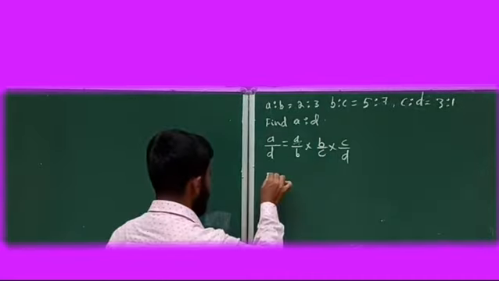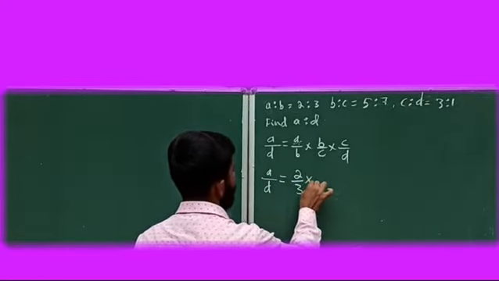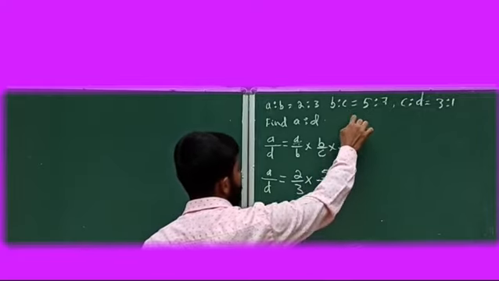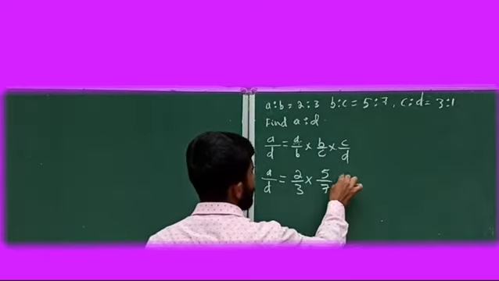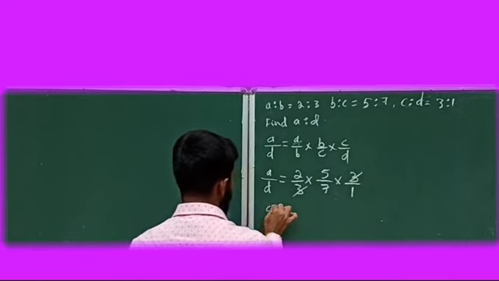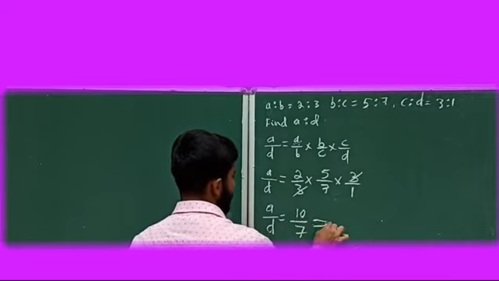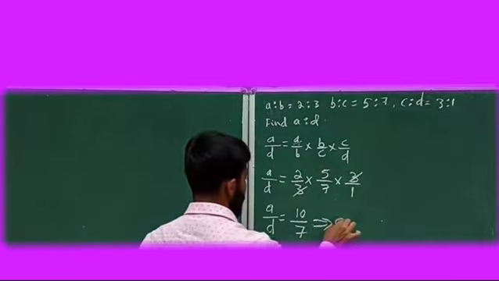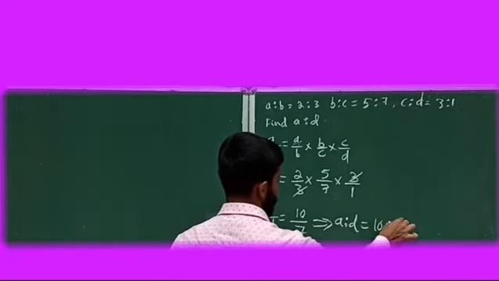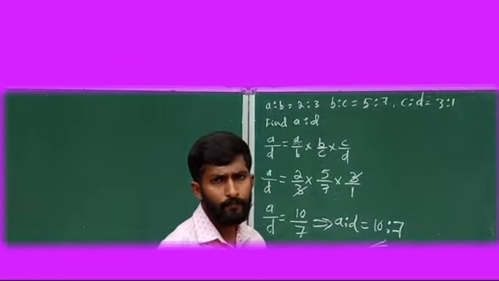The next step, substitute the values. A by D is equal to A by B is 2 by 3 into B by C is 5 by 7. Why? Because B ratio C means 5 by 7. Then C ratio D is equal to 3 by 1. Here 3 gets cancelled. See, A by D is equal to 10 divided by 7. That implies, what's the meaning of A by D? That means A is to D, or A ratio D is equal to 10 by 7 can be written as 10 is to 7. Therefore, A is to D is equal to 10 is to 7 is the answer.